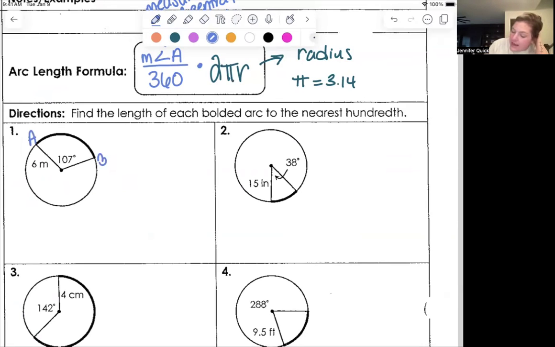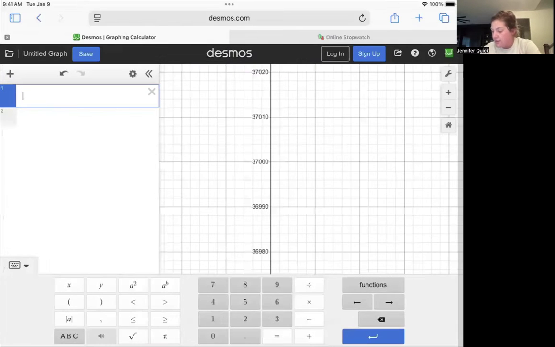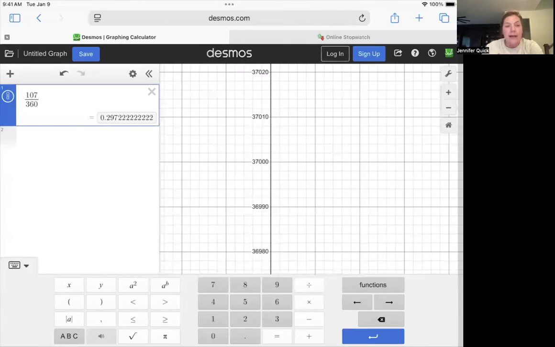Okay. So it's the central angle over 360. It's that portion times 2 pi times 6, because 6 is our radius. Okay, so in my handy dandy calculator or in Desmos, whichever one your heart desires, we got 107 divided by 360. Then I need to move my right arrow button to, hopefully you see pi.